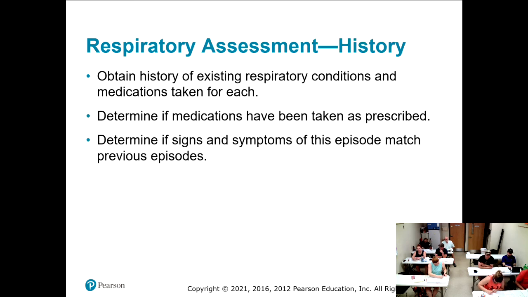So we're going to ask, are you taking your medications as prescribed? Are they taking their Spiriva? Are they taking their inhaler? How much are they using their rescue inhaler? Have you noticed an uptick in the amount of times you've had to use your rescue inhaler in the last 2 weeks? So we're determining that.